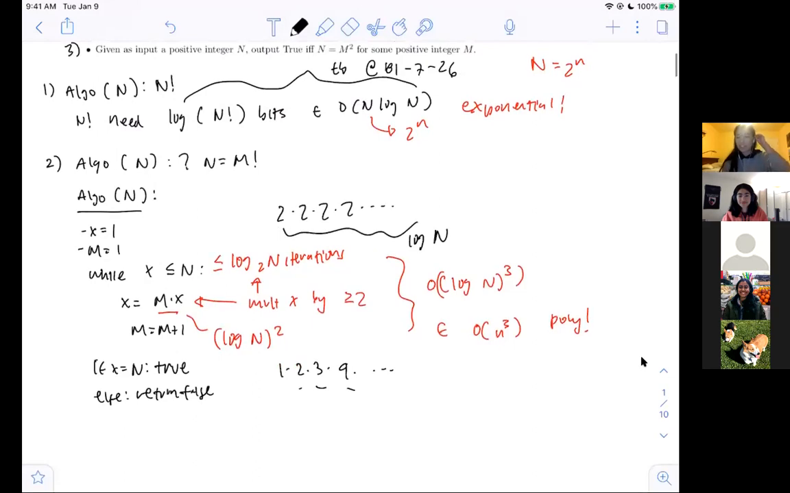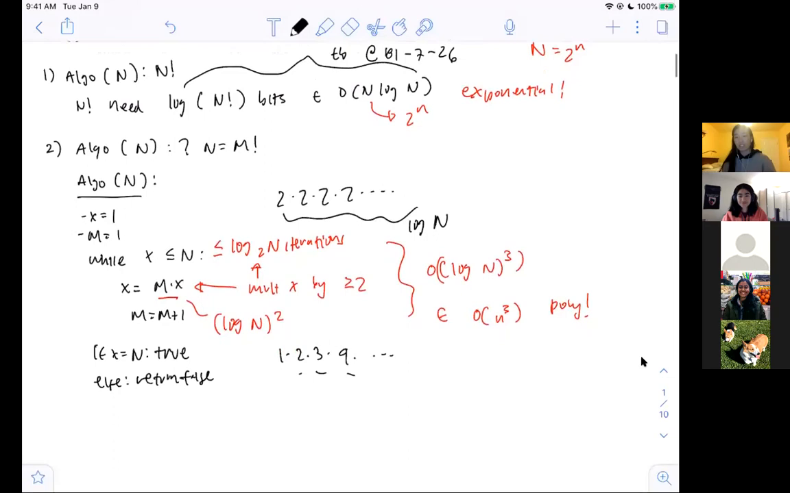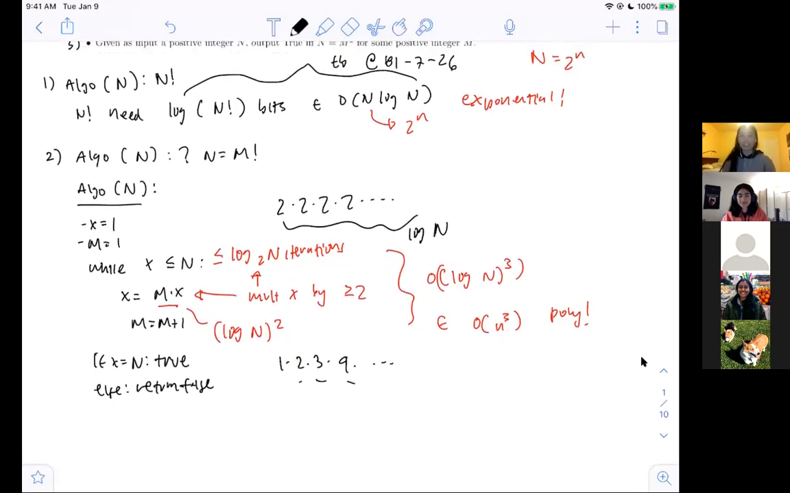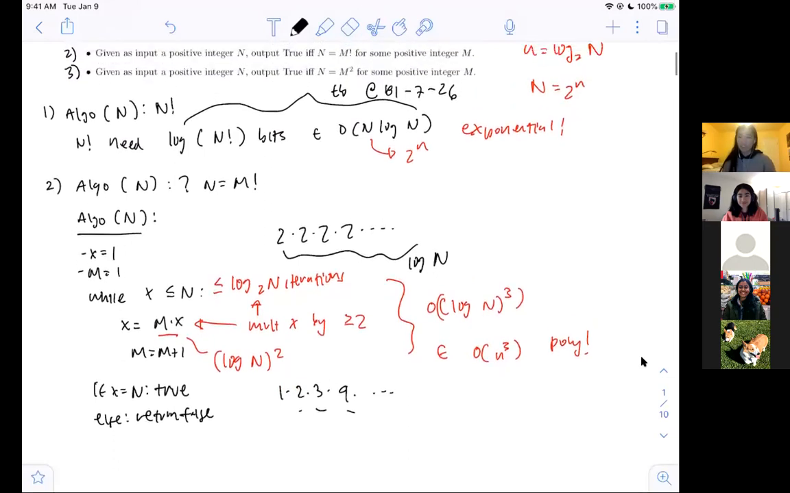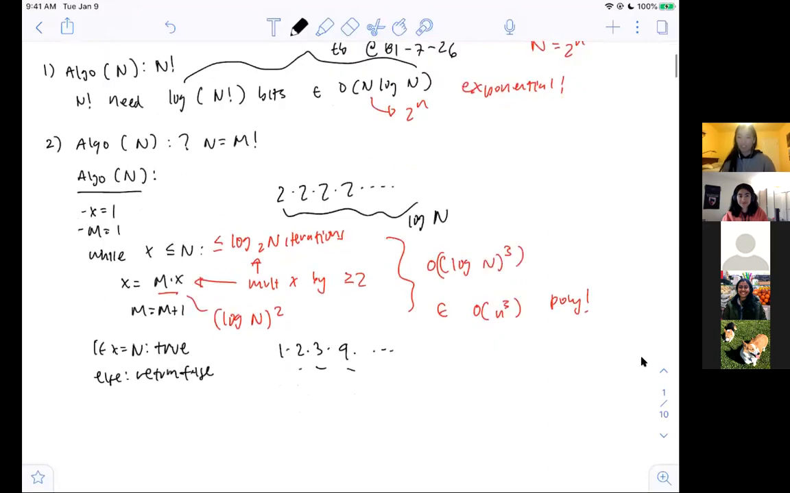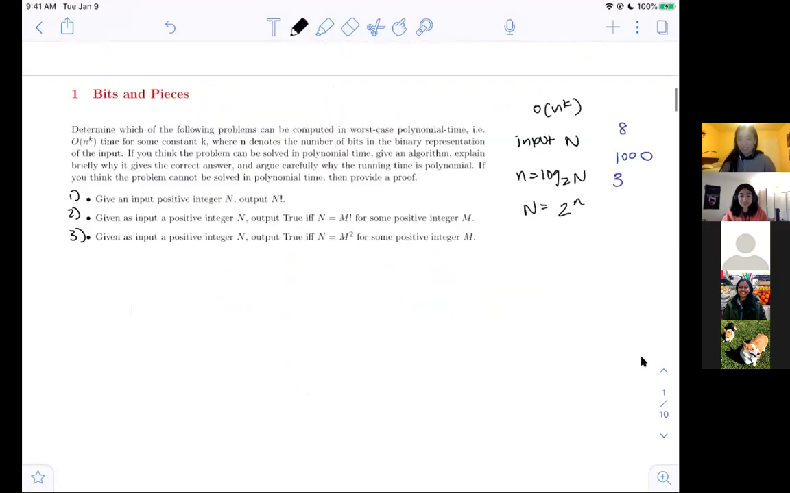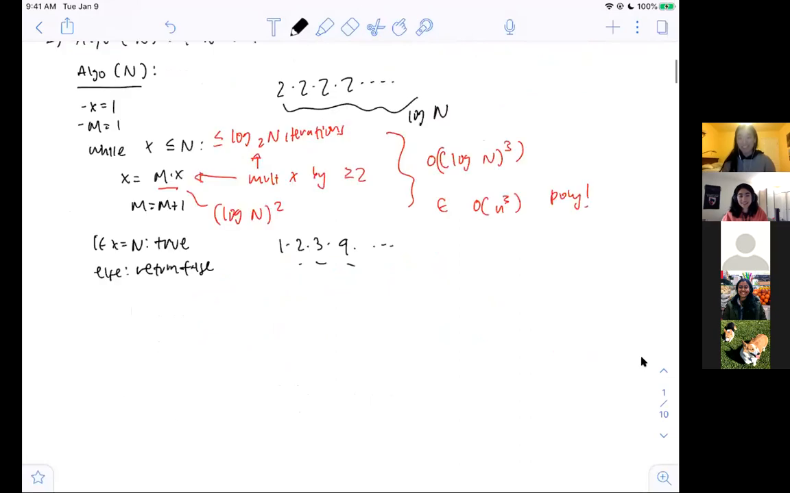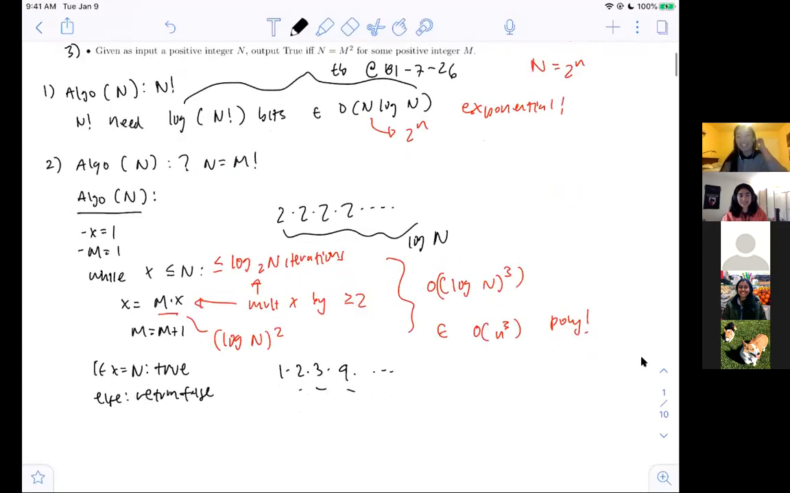Does anyone have other questions? Yeah, n is just an integer. Okay, well, a positive integer. So yeah, it's a natural number, but not 0.